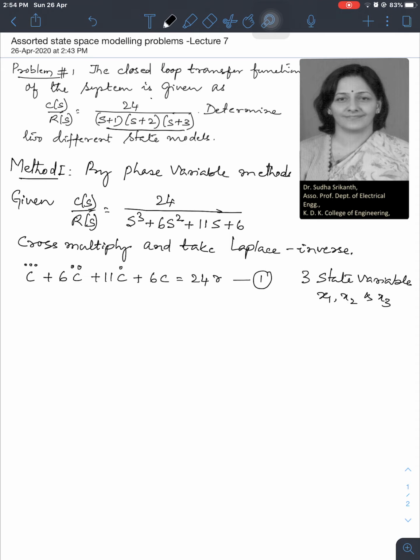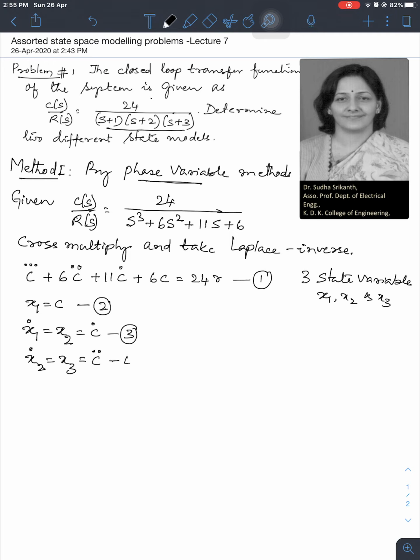In the phase variable method, what we choose as the first state variable is the output itself. That is x1 is C. This is the first state variable. We will call this equation 2. Then we differentiate the first state variable, that is x1 dot, and we call it the second state variable, x2. And x2 can also be written as C dot for our understanding. This is equation 3. Then we differentiate the second state variable, x2 dot, and we call it x3. This is C double dot.